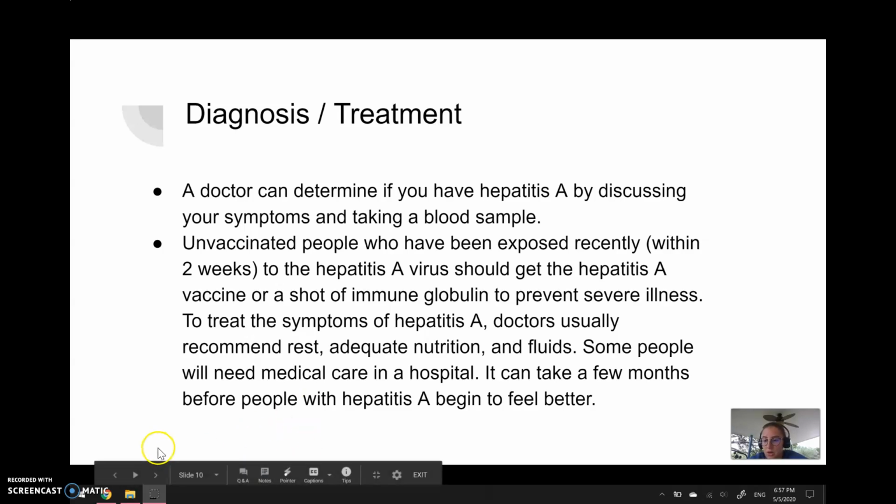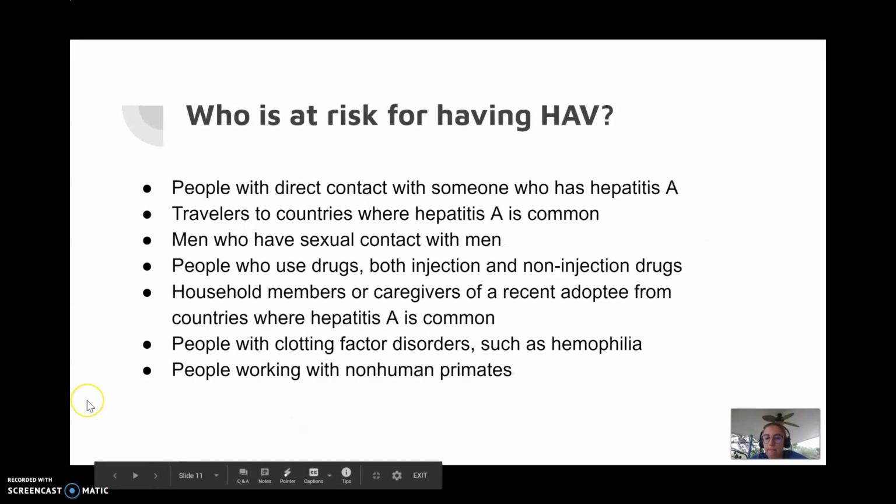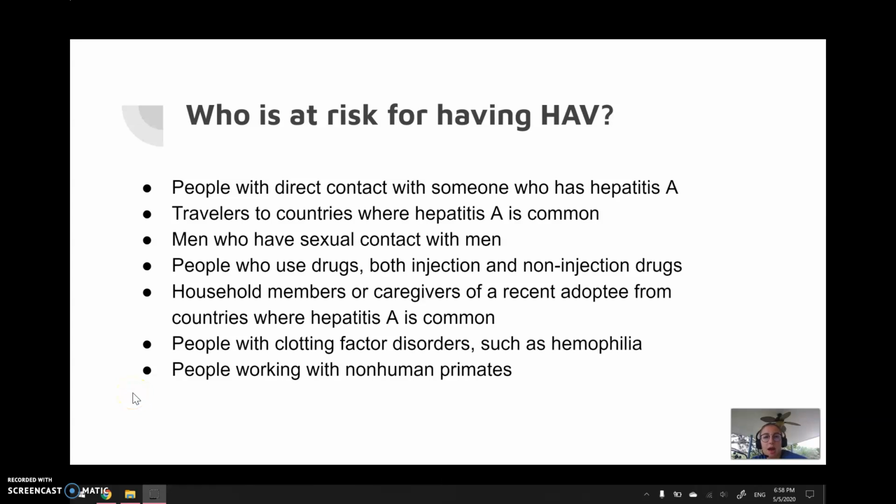So, who is at risk for having HIV? Well, people with direct contact with someone who has HIV, travelers to countries where HIV is common, men who have sexual contact with men. Now, this one I was a little bit confused about why the CDC put it, because it doesn't just have to be men with men, it can be men with women, or any combination of gender. You can still get HIV from having sexual contact with that person.